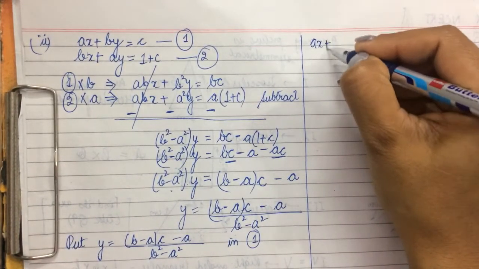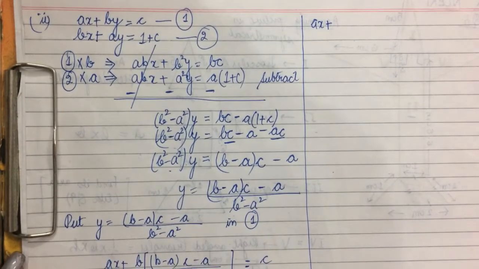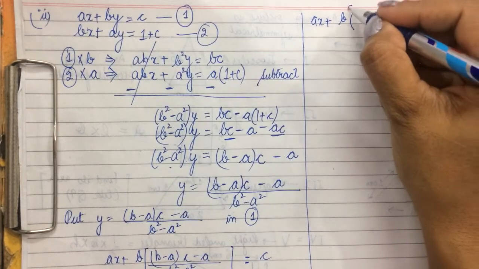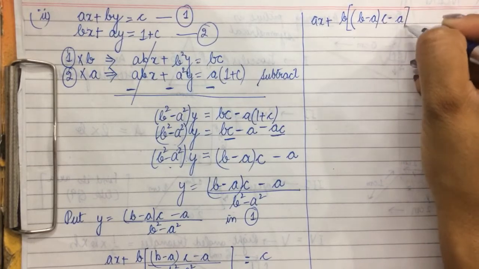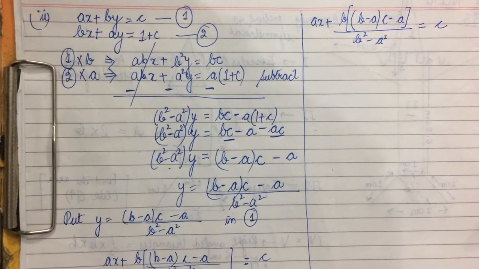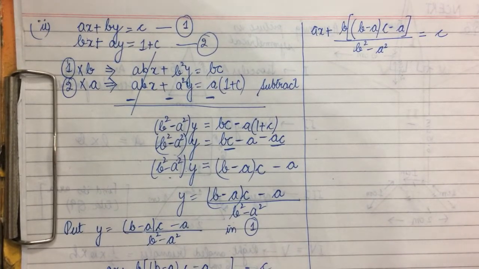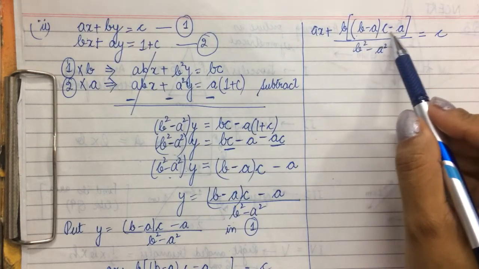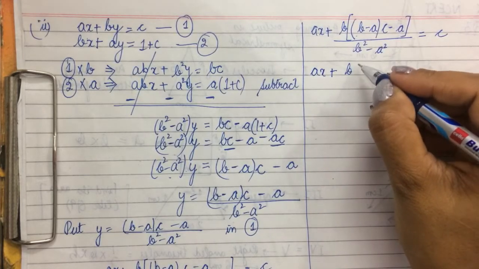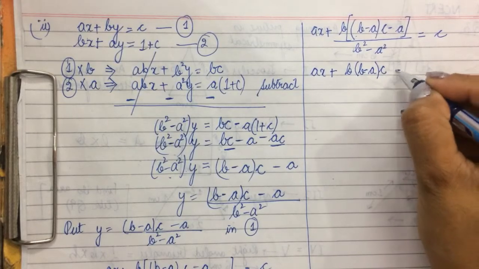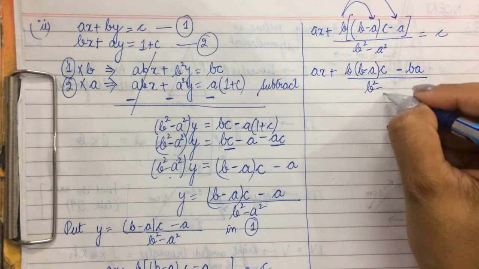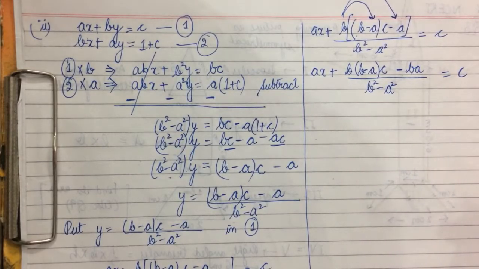So I have ax plus, the numerator will be multiplied with b into, in the denominator I have b square minus a square, equals c on the right hand side. Do it very patiently. I'm going to simplify the brackets first. So I've got ax plus b multiplied with b into b minus a into c. This will be transposed. In the denominator I have b square minus a square equals c on the right hand side.